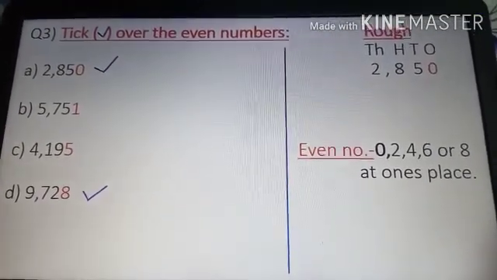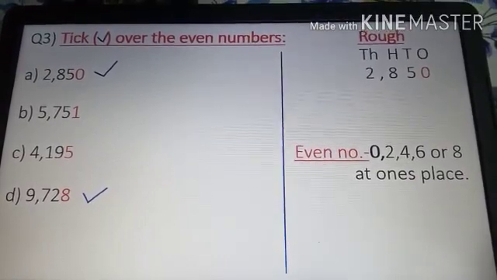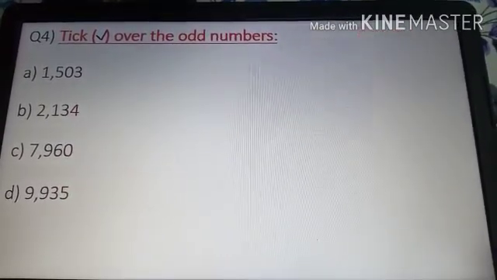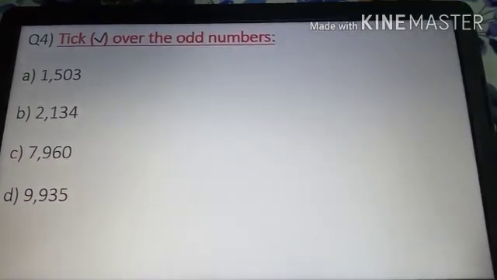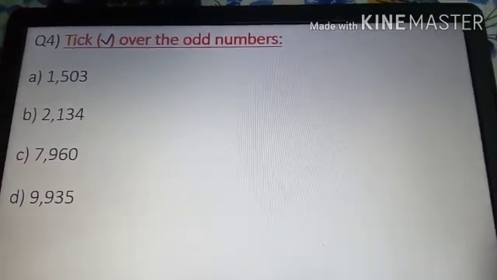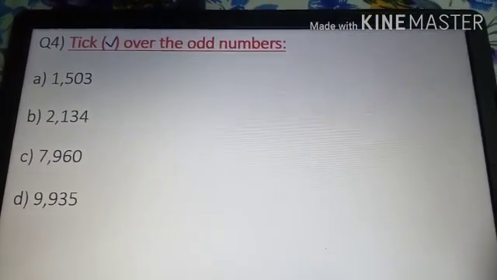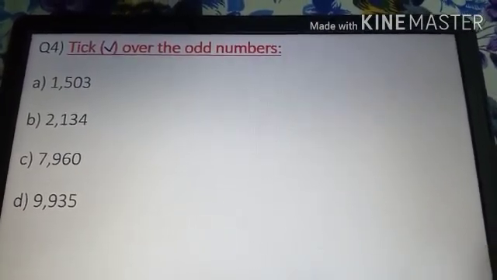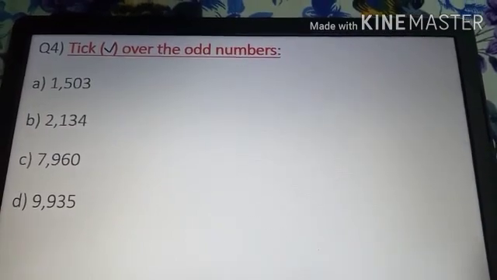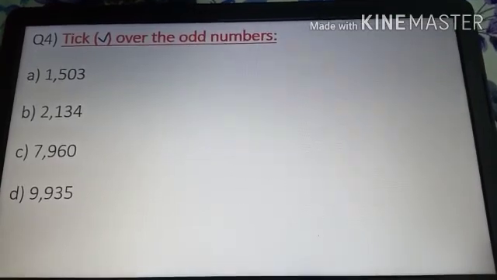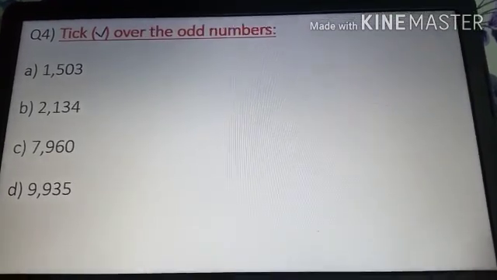Now move to the next question. In the same way, you have to find out odd numbers. Question number 4: tick the odd numbers. The first number is 1503. Next 2134. C number 7960 and D number 9935. Again, children, we will write the condition.